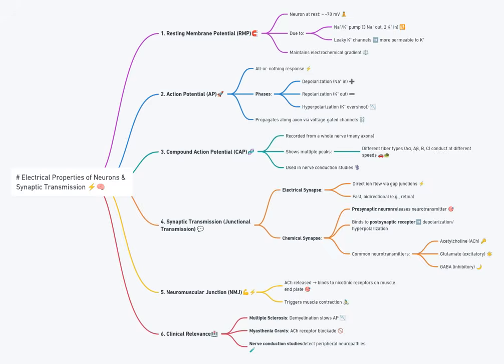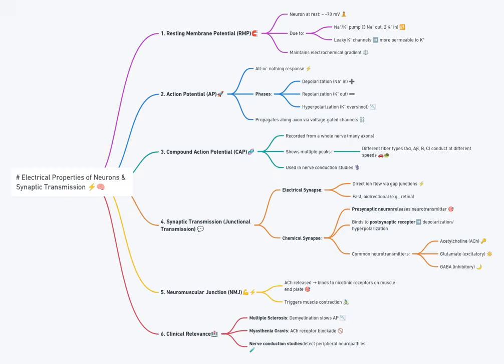The neurotransmitters then diffuse across the cleft and bind to specific receptors on the postsynaptic membrane. Depending on the receptor type, this binding can cause excitation or inhibition of the postsynaptic neuron by opening or closing ion channels, leading to depolarization or hyperpolarization. Electrical synapses, though less common, allow direct passage of ions through gap junctions, enabling faster, bidirectional transmission.